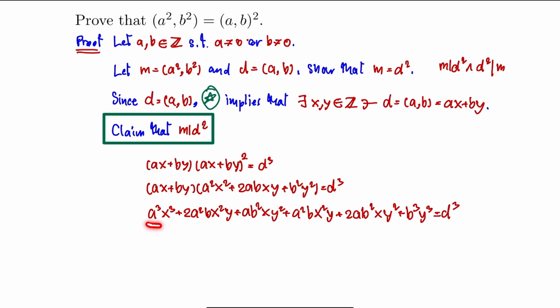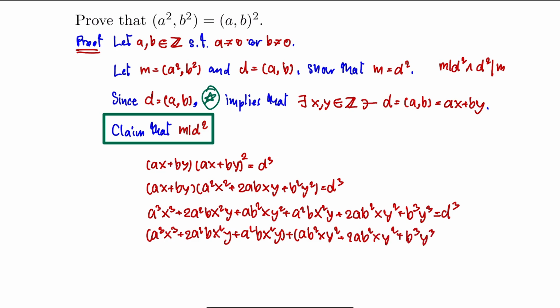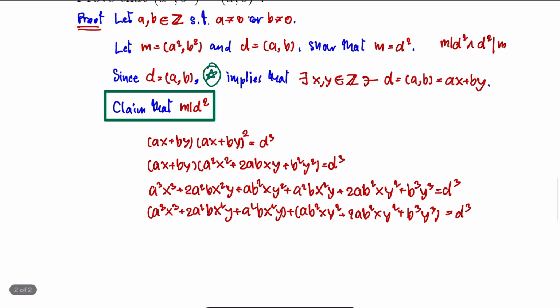And then take a look at each term. Each term has a square or b square as a factor. So I group the terms with a square next to each other. We have a cubed x cubed plus 2a square b x square y plus a square b x square y, and plus the terms with b square: ab square xy square plus 2ab square xy square plus b cubed y cubed, equal to d cubed.